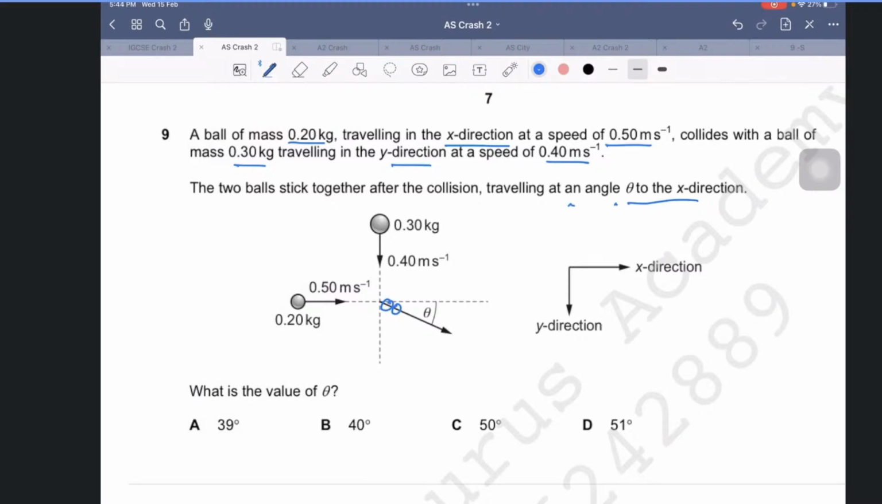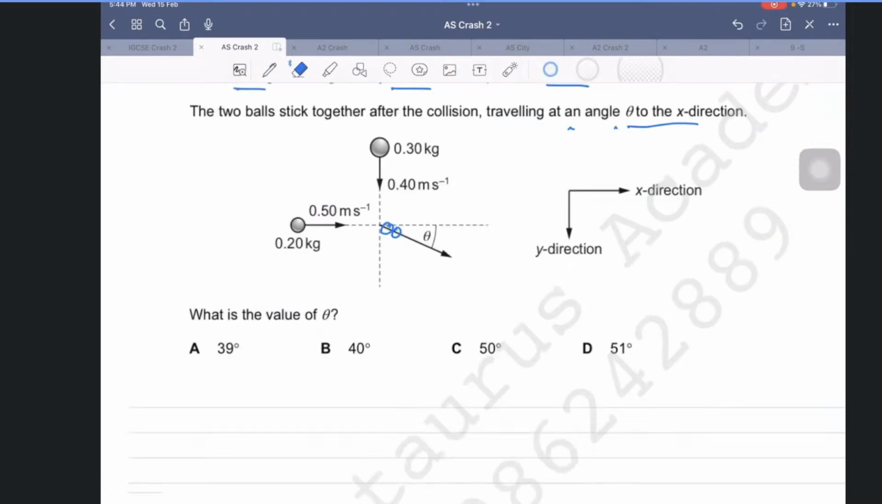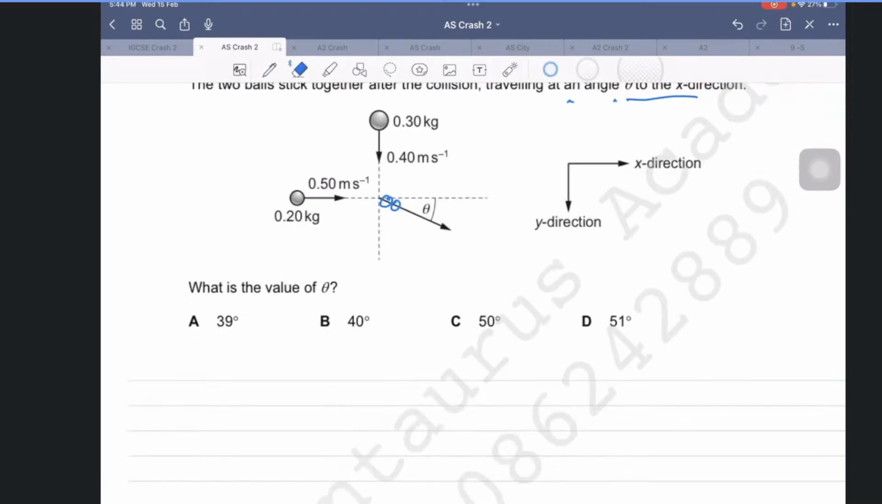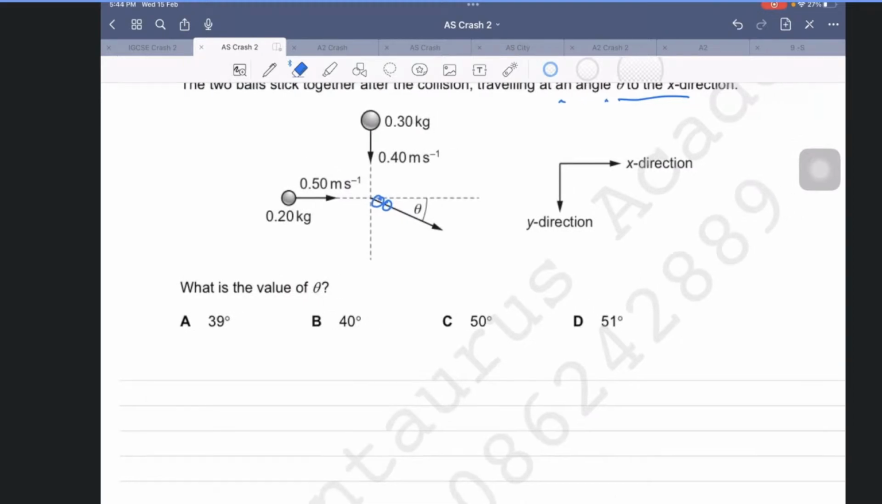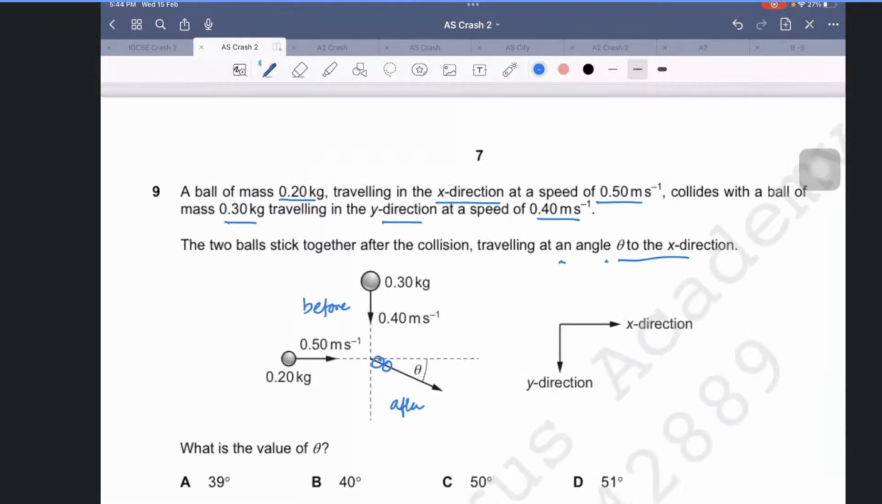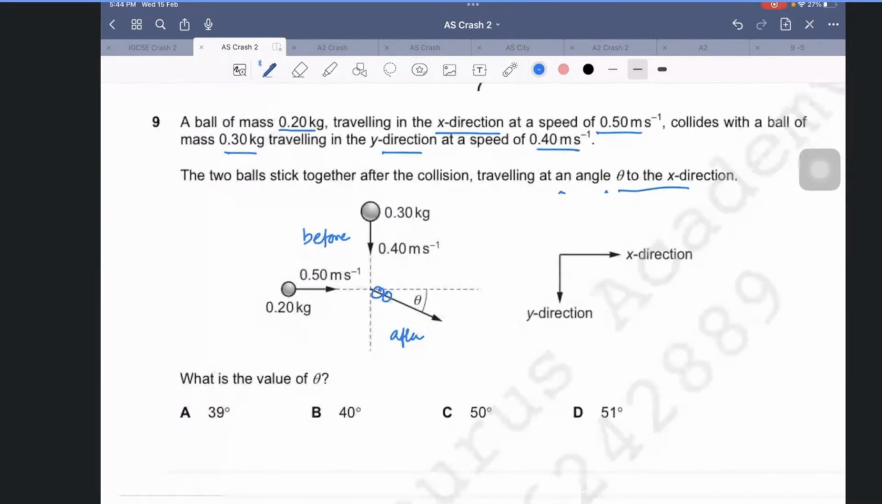Very interesting. It doesn't really matter, we're going to find that anyway. So what we are really looking at here is that obviously this is before the collision and that is after the collision. I think this question is fairly new. Yeah, 18. So afterwards it will have two components.